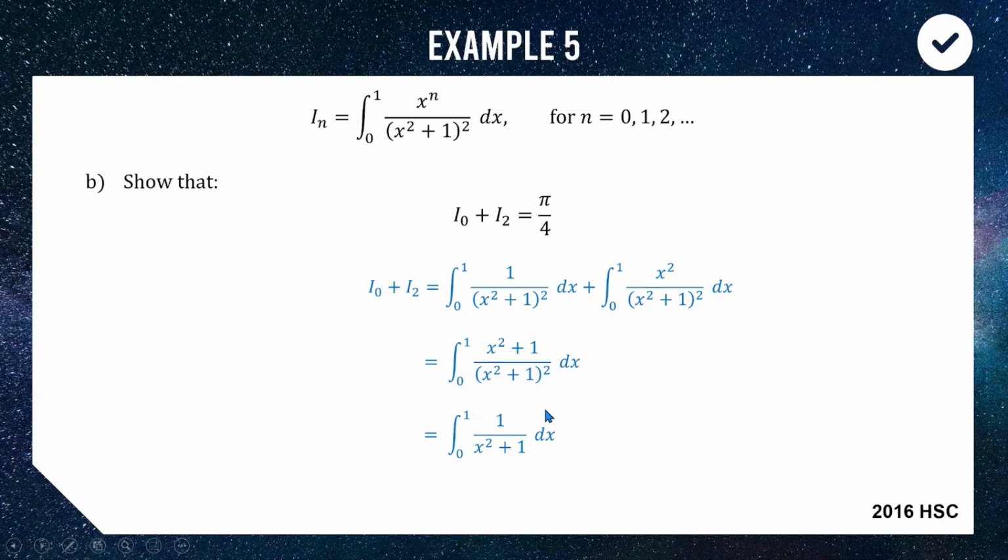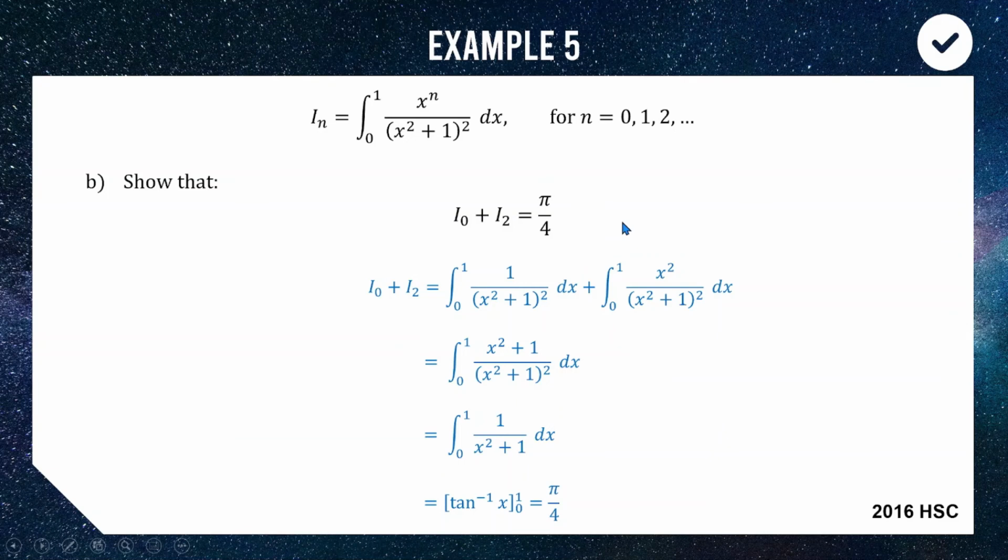Okay, we can do this by using inverse tan from the Extension 1 course. So the integral of 1 over x squared plus 1 is just inverse tan of x. Subbing in our limits of 1 and 0, tan inverse of 1 is just equal to pi on 4, and tan inverse of 0 is just 0. So there we go. We have shown that I0 plus I2 is equal to pi on 4 as requested.